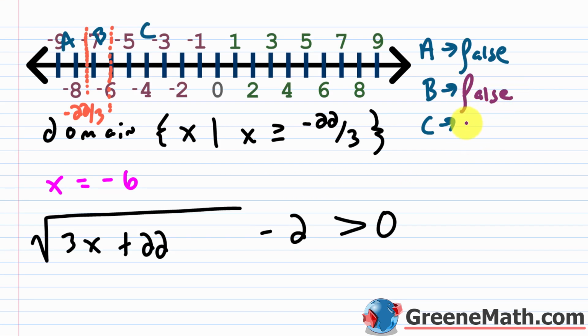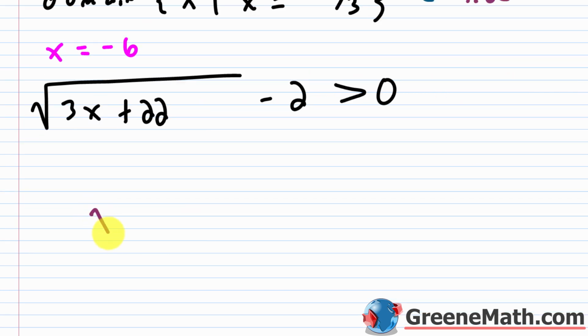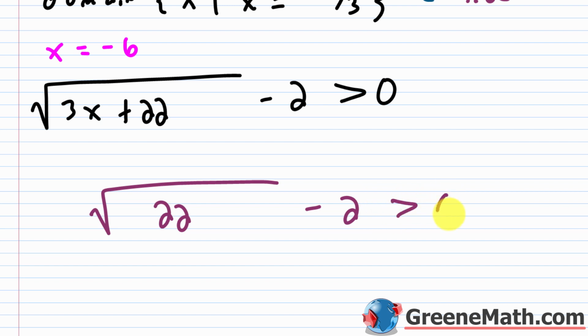Now C is going to work, so I'm just going to put a true for right now, and then I'll prove that to you. So for C, I would just pick 0. It's nice and easy to work with. So let's say we'd have the square root of 3 times 0, which is 0. So the square root of basically 22, then minus 2 is greater than 0. Now for the square root of 22, it's about 4.7. So you can see that this is larger than this 2 that's being subtracted away. So this is going to be a positive value, so it will be greater than 0. So anything in region C will work, right? So that will be true.